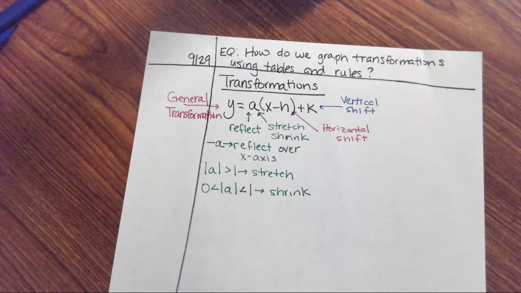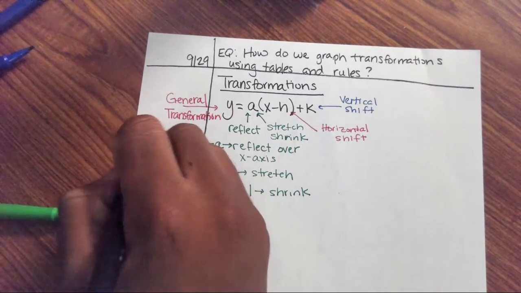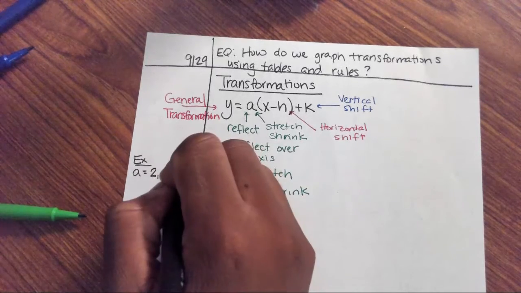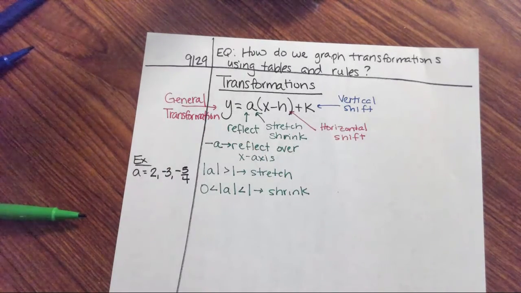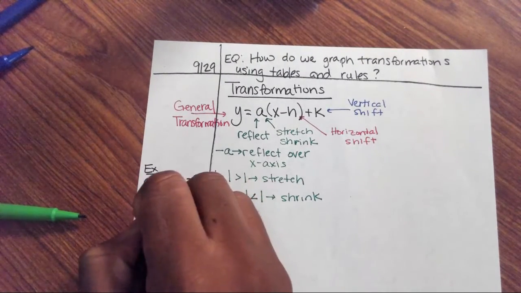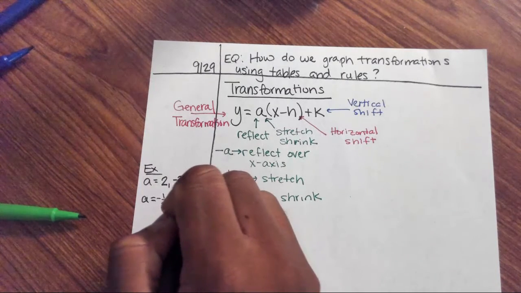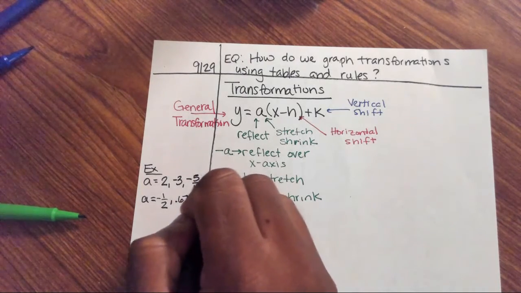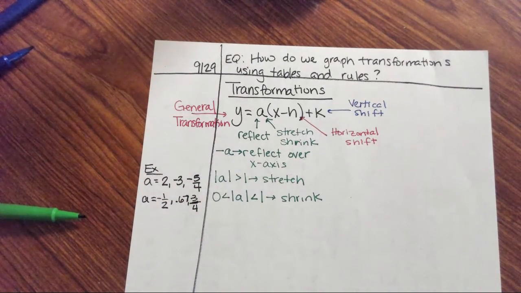Examples of a stretch would be a equal to 2, negative 3, negative 5 fourths. When you take the absolute value of any one of those numbers, they're all bigger than what number? 1. So it's going to stretch the graph. Examples of shrinks are when a is equal to negative 1/2, 0.67, 3/4. Those are all examples of shrinks because they make the graph small. They're going to shrink the graph.